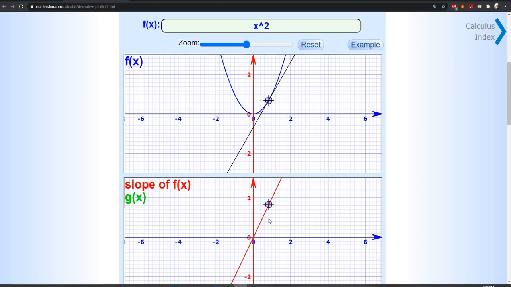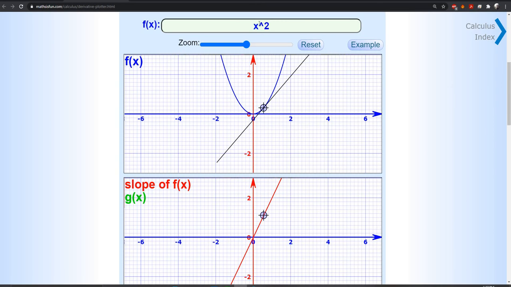So at every point on f of x, every x value, we have a tangent line that has a certain slope. And if we graph those tangent lines here on the bottom, we get a straight line. Now, that straight line in red is known as the derivative function of f of x. You might ask yourself, is there an easier way to find that derivative function besides individually plotting each and every one of these tangent line slopes? And the answer is yes.